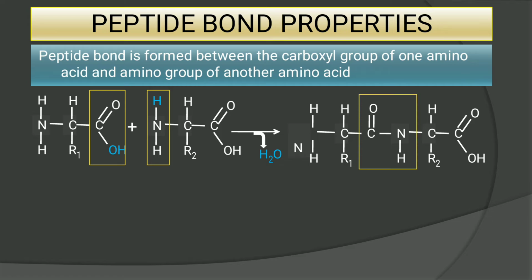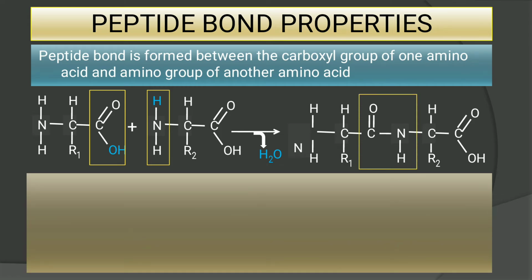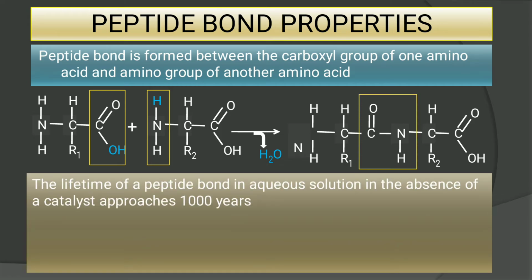Now the second property is the lifetime of a peptide bond in aqueous solution. In the absence of a catalyst, it approaches 1000 years. So it is one of the most persistent bonds in the absence of a catalyst. Catalysts are nothing but enzymes. In the absence of enzymes, or any catalyst other than enzymes, in an aqueous medium, the peptide bond will survive more than 1000 years.